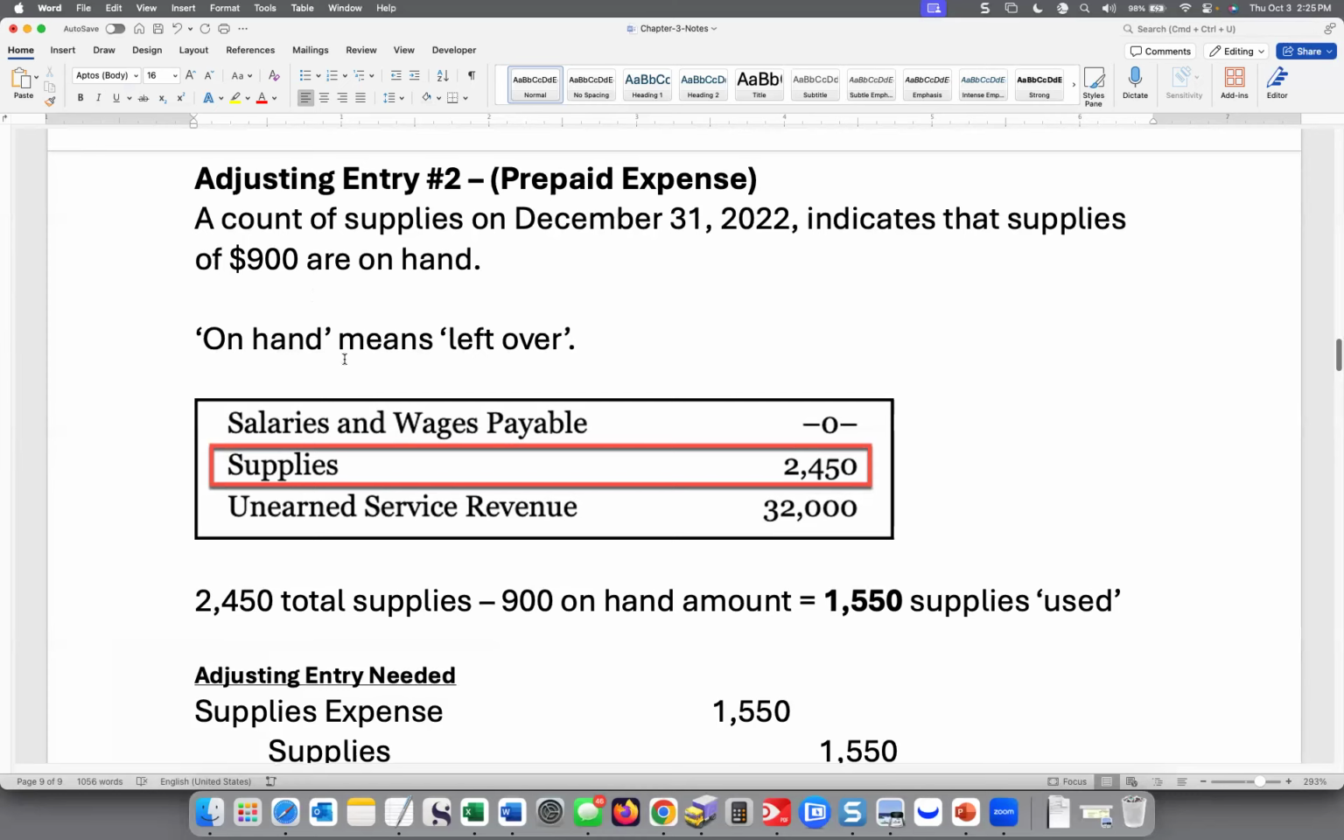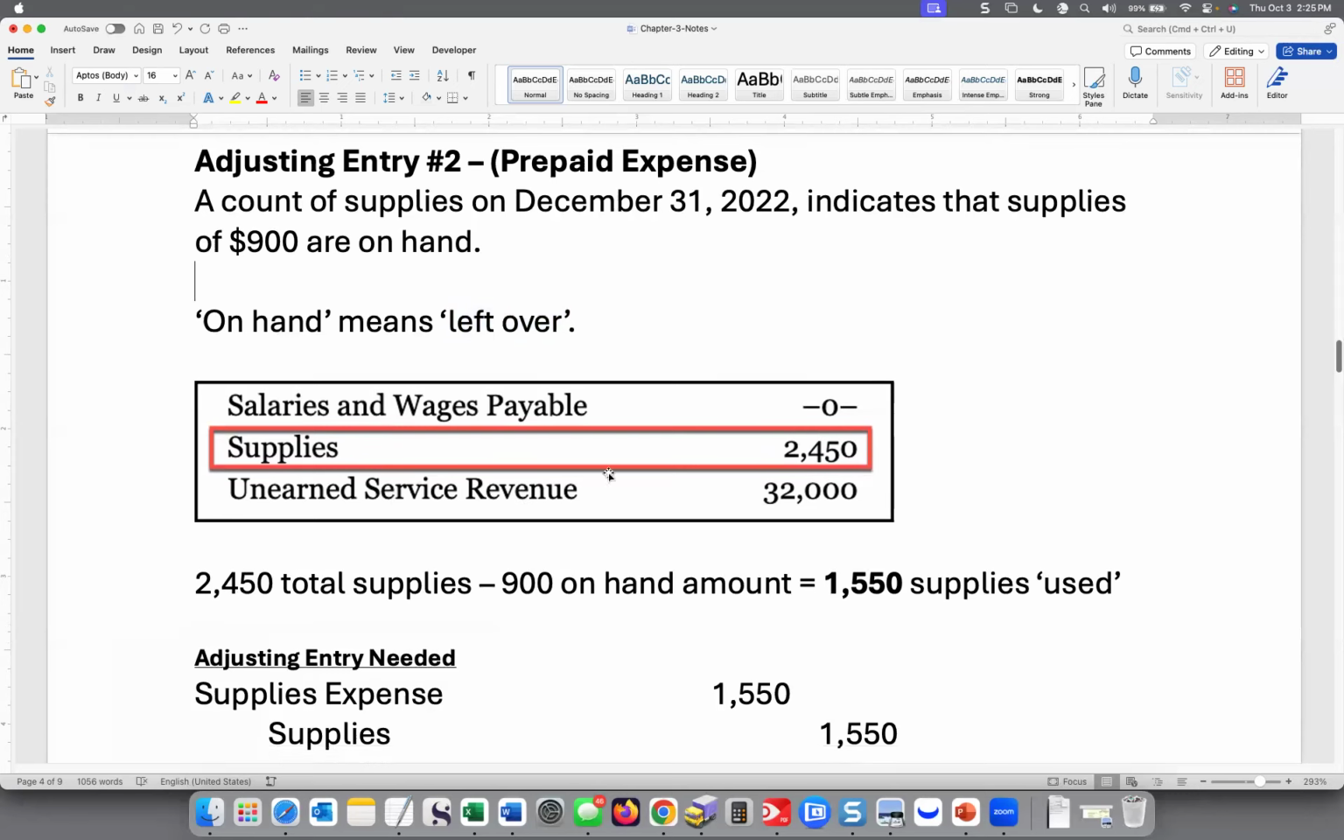Now, remember, when you see on hand as a phrase, they're telling you in that sentence what is actually left over. What was left over, not what was used, okay? So in order to figure out what we used, if you remember, we had to take our original balance, which I have a screenshot of here, all right, of 2,450, subtract what we have left over or on hand, and then that's how we backed into what must have been used, okay?